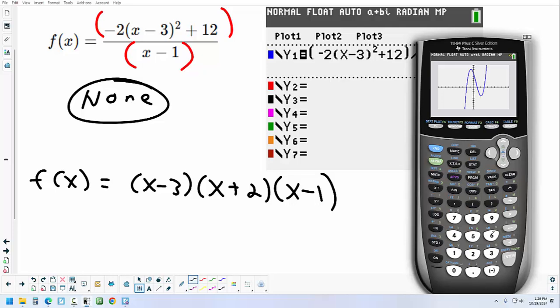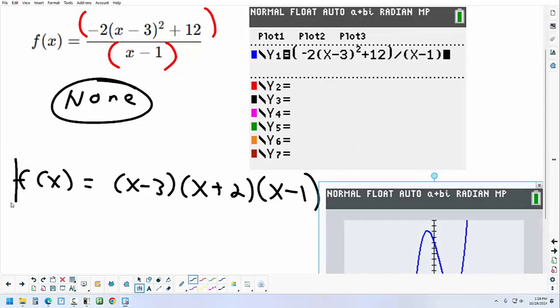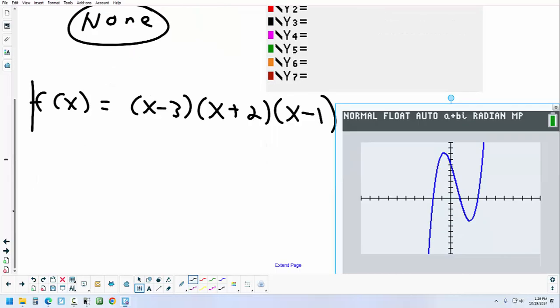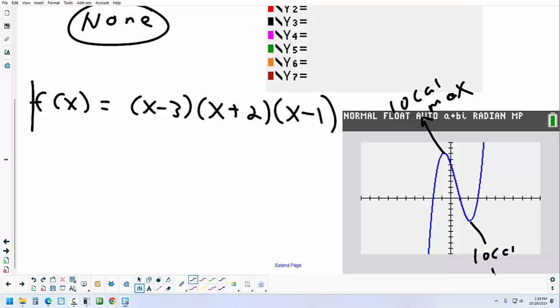Okay, so looking at that one, what do we think? Are there any local minimums or maximums? Absolutely, because the graph is changing direction. Let's start with how many local maximums are there? One. Just one. This right there is a local max. And how about that one? What would that one be called? The local minimum. That's a local minimum.